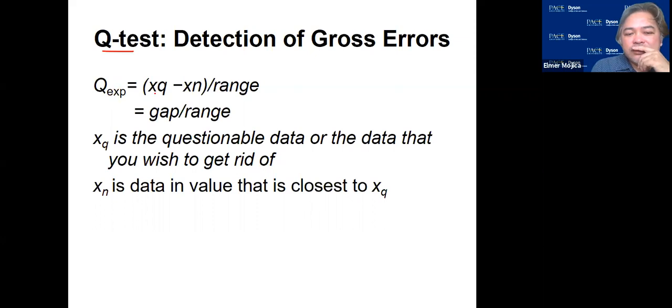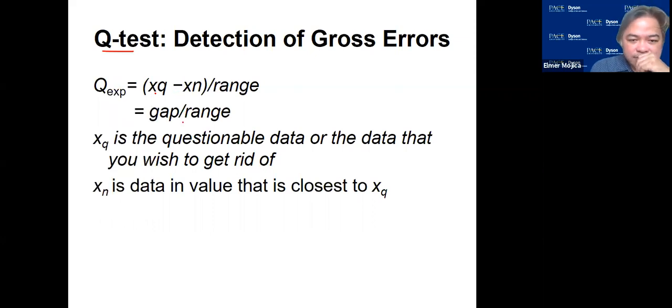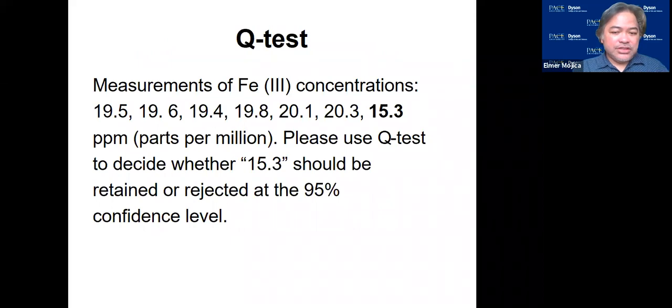Wherein you're going to look at the questionable data and subtract the data that is closest to the questionable data, and then you divide it by the range. The difference between the questionable data and the nearest data is the gap. Range is the difference between the highest and the lowest value. So you're just getting the gap over the range, and you can use a decimal, an absolute value. Okay, so let's try to do this one.